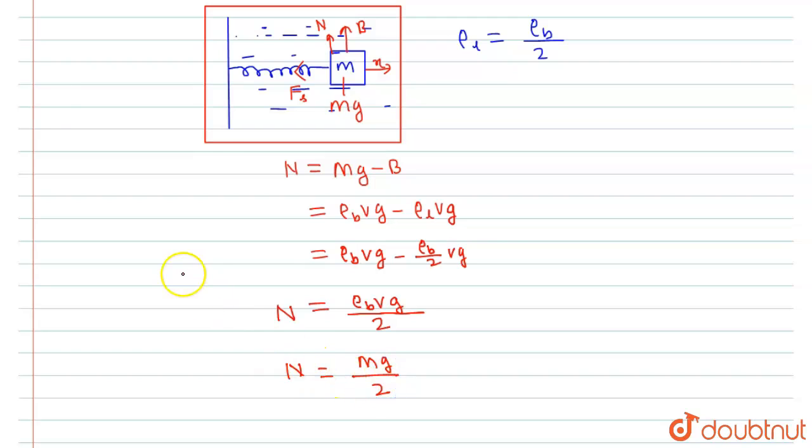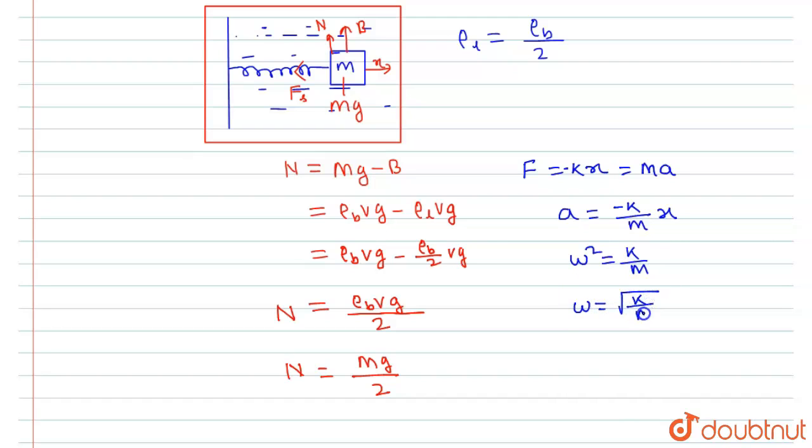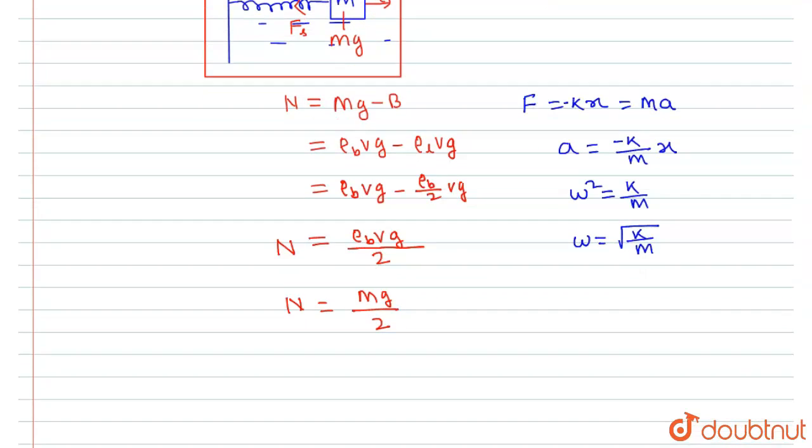Clear? Now the spring force is written as F spring equal to minus K into X, and this is equal to mass into acceleration. From here we can find the acceleration, which is equal to minus K divided by M into X. Now omega square is equal to K divided by M, and omega is equal to root under K divided by M.